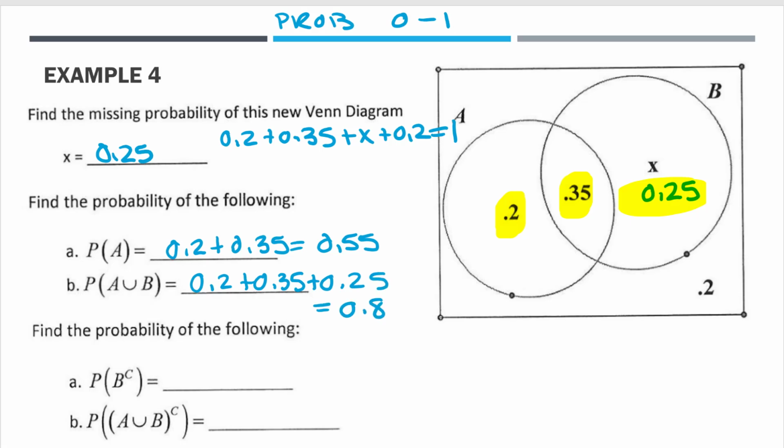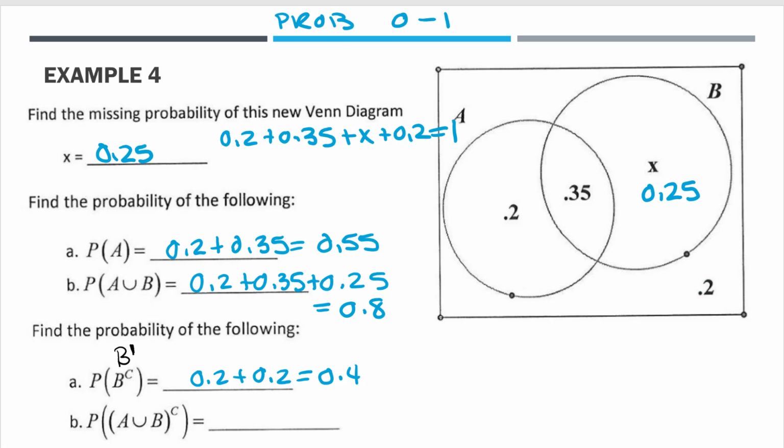which is 0.8. Find the probability of the complement to B. So that little c there is the same as B prime. So the complement, so anything outside of B. So that would be this 0.2 and this 0.2 added together, which adds to be 0.4.